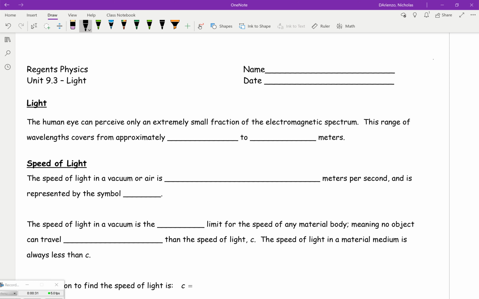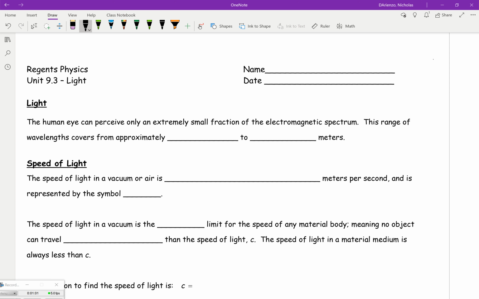So to start here, light is a form of electromagnetic radiation, and our human eye can only perceive a really small fraction of that electromagnetic spectrum. And towards the end of this unit, we will touch briefly on the electromagnetic spectrum, but to this point, you guys have a fair amount of experience with that spectrum and what it contains.